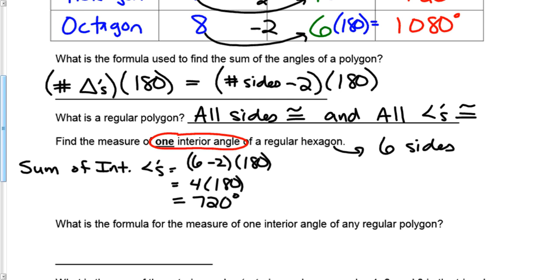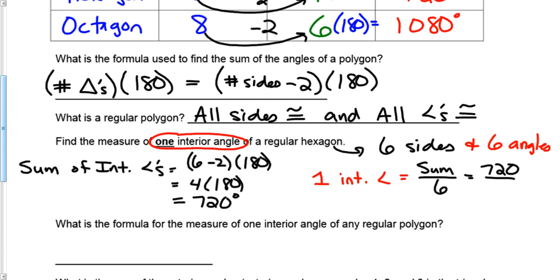Well, if a hexagon has 6 sides, it also has 6 angles. Whatever the number of sides is, that's the same as the number of angles. So one interior angle, I don't need an S on angle, one interior angle will be that 720, the sum, divided by the number of sides. Now, my sum was 720, and I take that and divide it by the number of sides. And when I do that, I get 120 degrees. That is one interior angle of a regular hexagon.